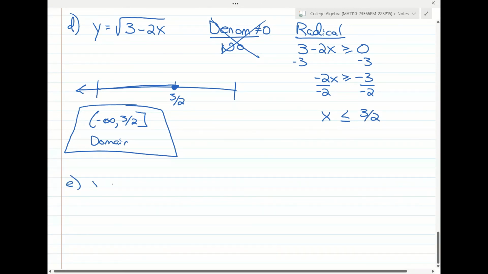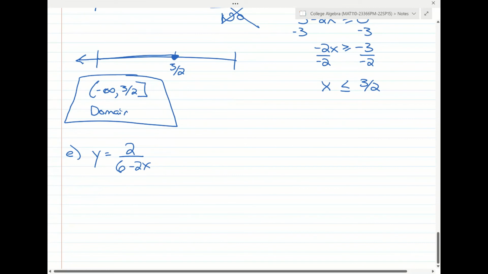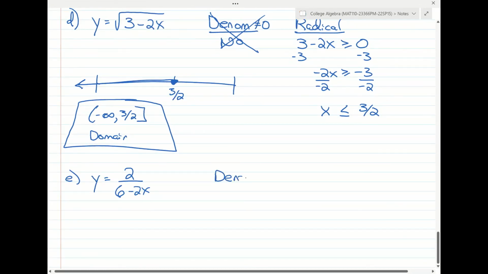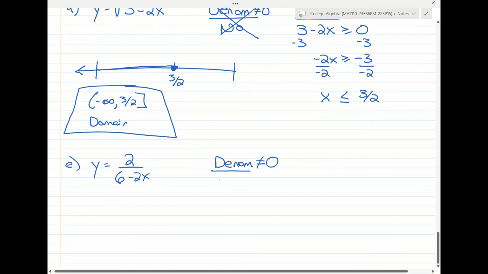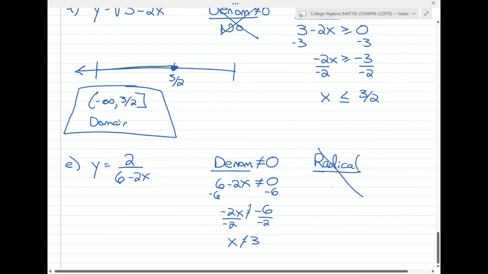What if we had y is equal to 2 over 6 minus 2x? If there's a denominator, we say that it can't be 0. And there is a denominator. So we say that 6 minus 2x can't be 0. We subtract 6 on the other side. Divide by -2. X is equal to 3. And that's what it can't be. There's no radical, so we don't have to worry about making the radical greater than or equal to 0.